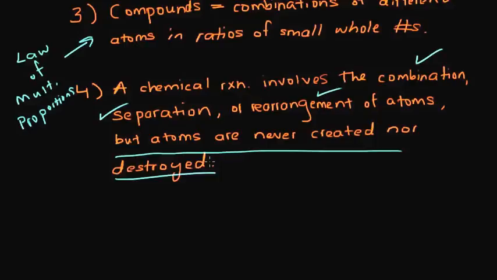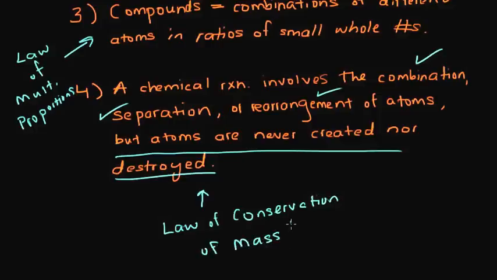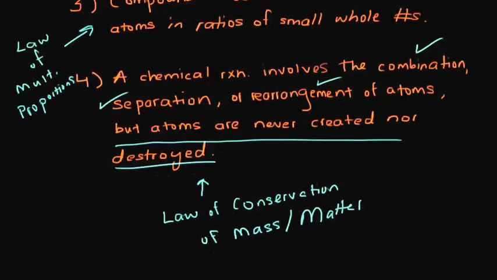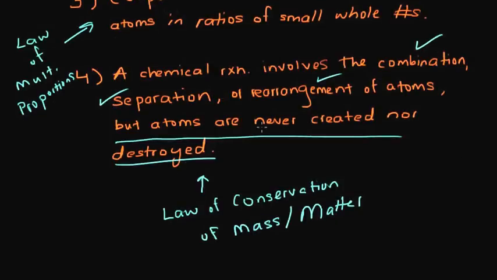We can't create these particles, and that's why we have to balance chemical equations. We always have to have the same amount of stuff as products as we did in the reactant side of the equation. Another way of saying this is just the law of conservation of mass or matter. We can't create stuff. We can only change its configuration, change its shape, change what it's bonded with to create new kinds of stuff. But the amount of matter, the number of atoms never changes.